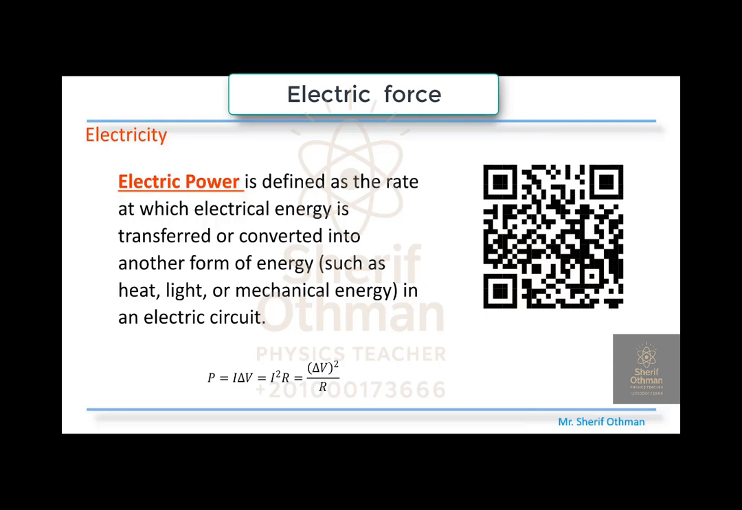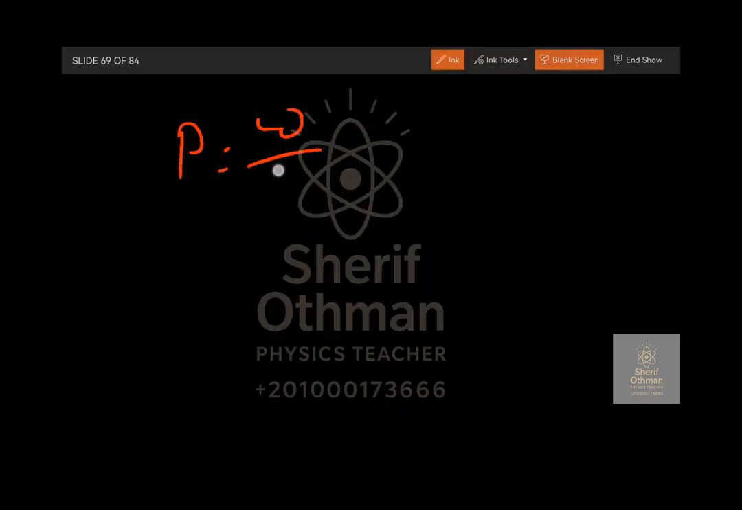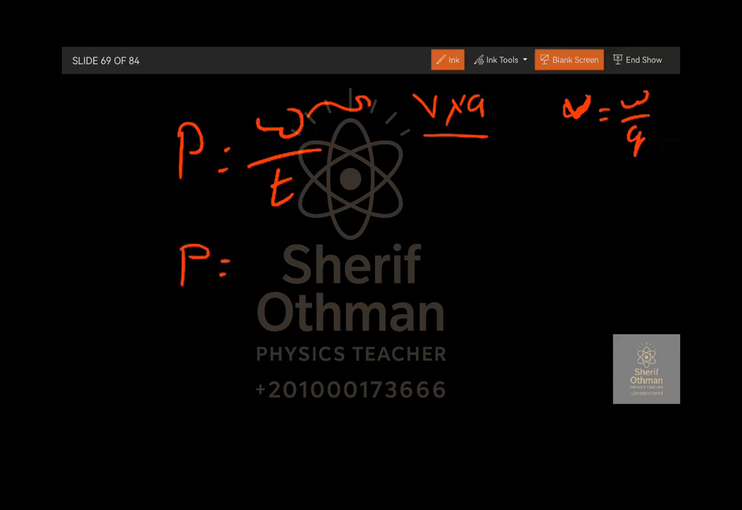We said P is equal to work done over time. And work is equal to V times Q. From this rule, V is equal to work over Q. So the work is equal to V times Q. So the power is equal to V times Q over time. This part, Q over time, represents current intensity, so we can say that V times I is equal to the power.